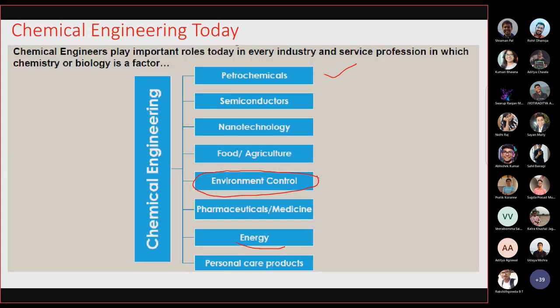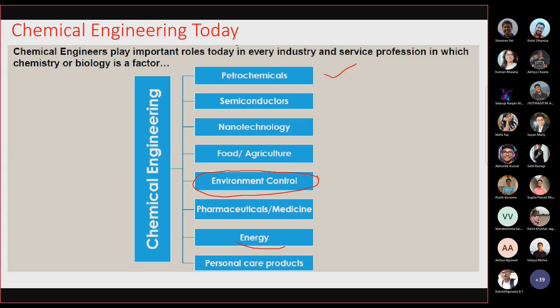Traditionally, in the olden days, chemical engineers were limited to chemicals production, like organic and inorganic chemicals production. But now chemical engineering has grown and expanded to multiple dimensions. Chemical engineers deal with petrochemicals. Chemical engineers also deal with semiconductor production, nanotechnology-based product production, and food and agriculture.